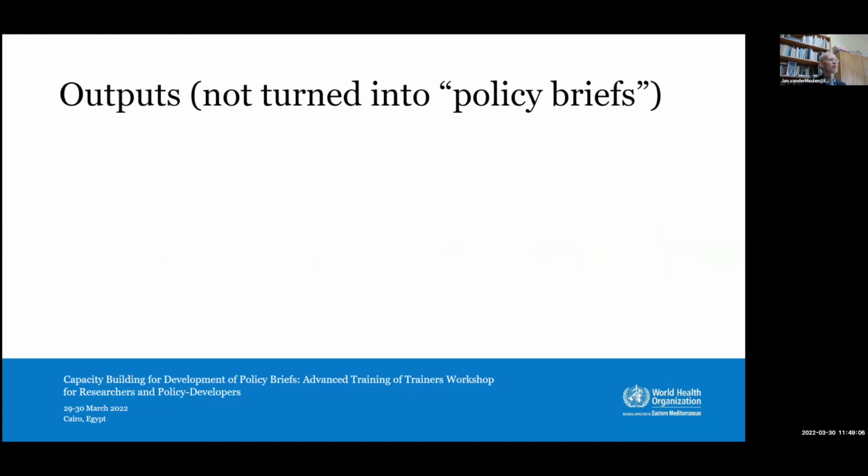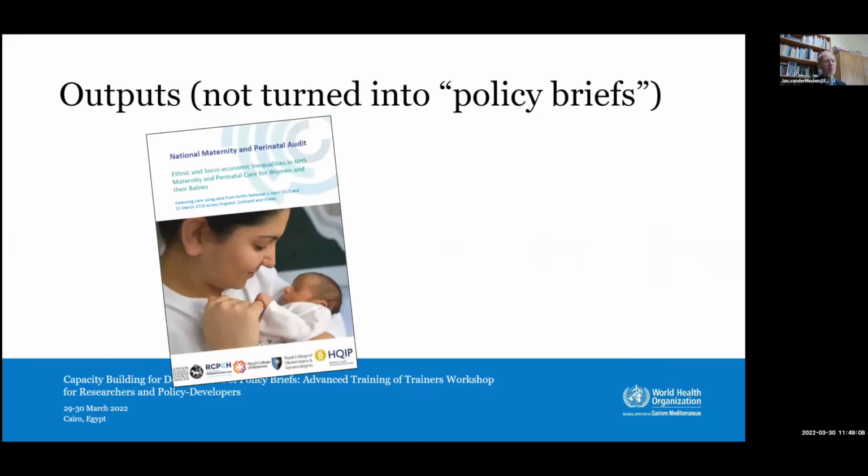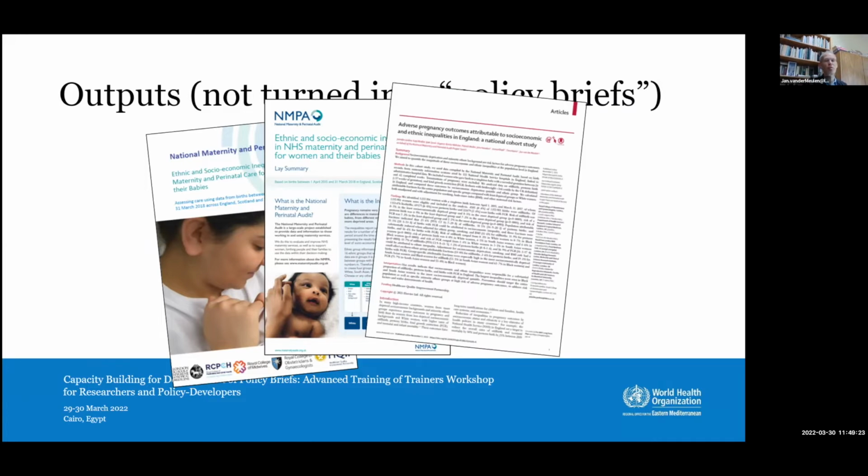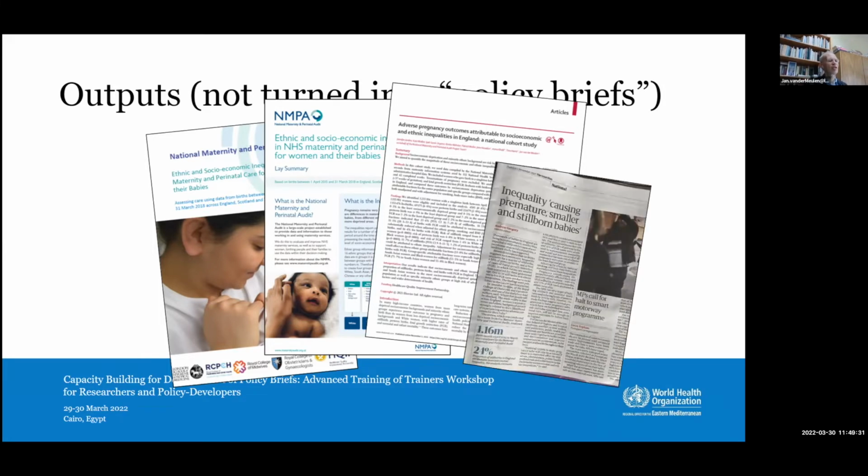And then we turned it into policy briefs. And we didn't do it very well because we wrote policy briefs that were too long, but we wrote them for different audiences. So we have a whole report about them. We wrote something specifically for the wider public and for women and families themselves, a lay summary. We also were explicit in wanting to publish this in a peer-reviewed journal to demonstrate the robustness of our approach. And we tried to make sure that there was some attention in the national newspaper.